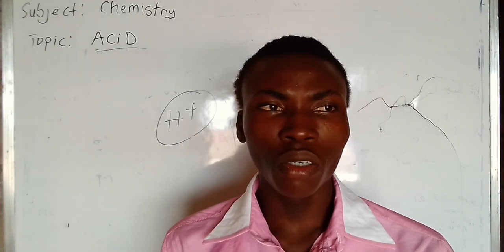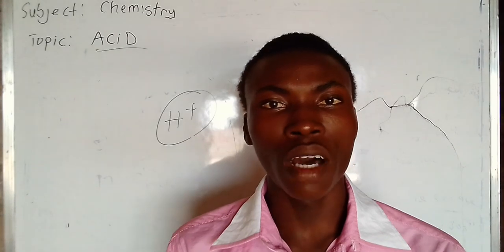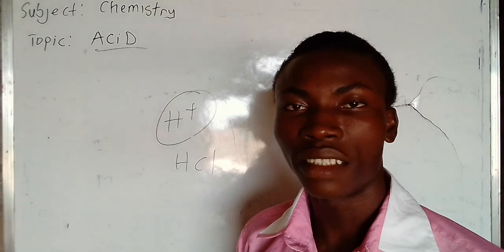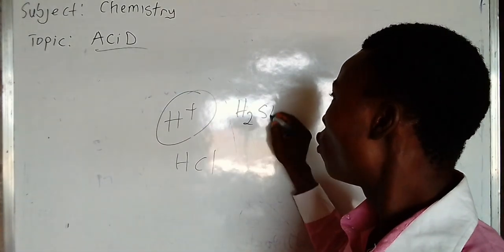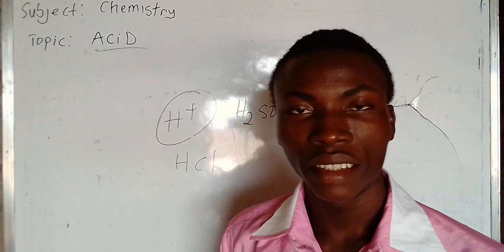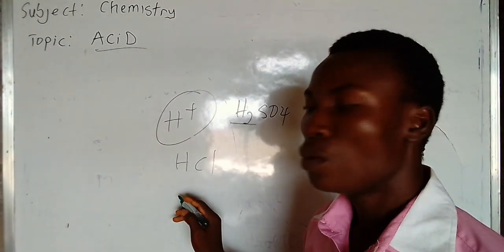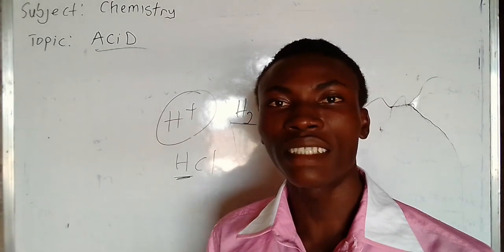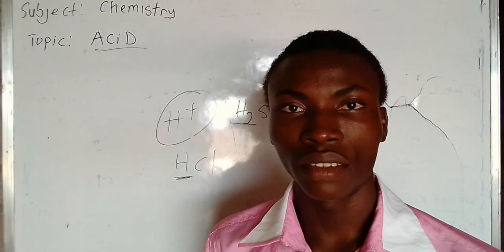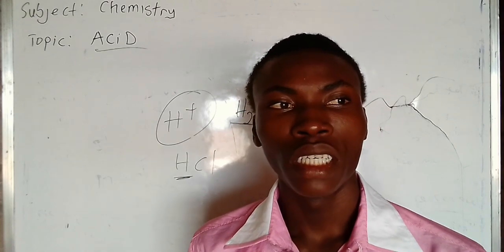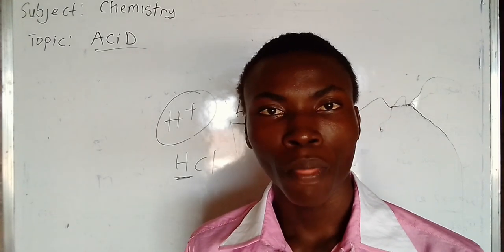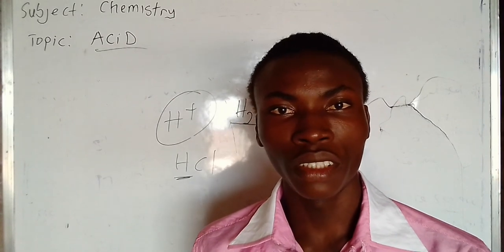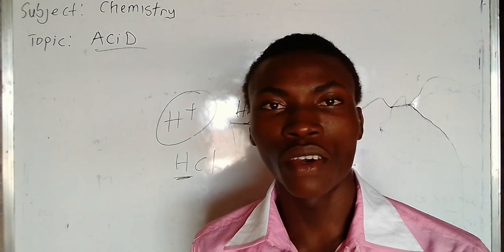Now, let us look at what the acid itself is. Take note, HCl is an acid. H2SO4 is also an acid. We have hydrogen here, and we also have hydrogen in this place. For that reason, we can redefine acid this way: acid is a substance which, when dissolved in water, produces hydrogen ion and a negatively charged ion.